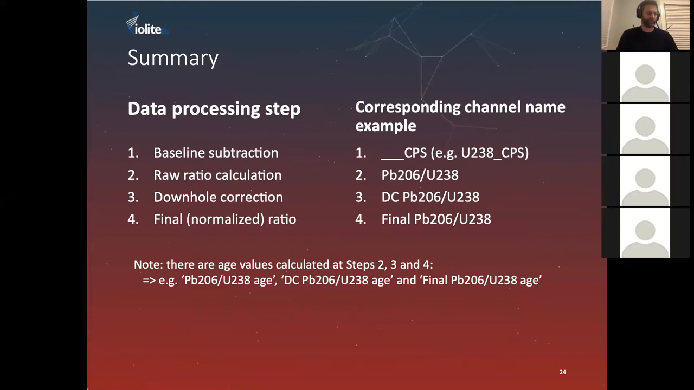So just in summary, here are the different steps that happen when you run the DRS. There's a baseline subtraction, and that gives you the channels with the underscore CPS. So for example, uranium 238 underscore CPS means it's the uranium 238 channel after it's been baseline corrected. Then we do a raw ratio calculation, so that will look something like lead 206 to uranium 238. Then we'll do a downhole correction, and that will have a DC and then the ratio. And then we have the final normalized ratio, and that will have a final before the ratio. And as I said earlier, there are ages calculated for steps 2, 3, and 4.